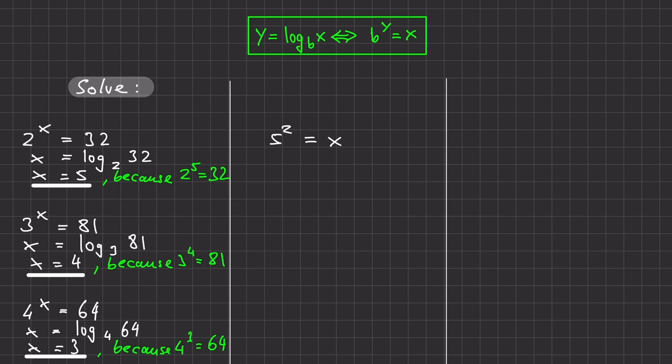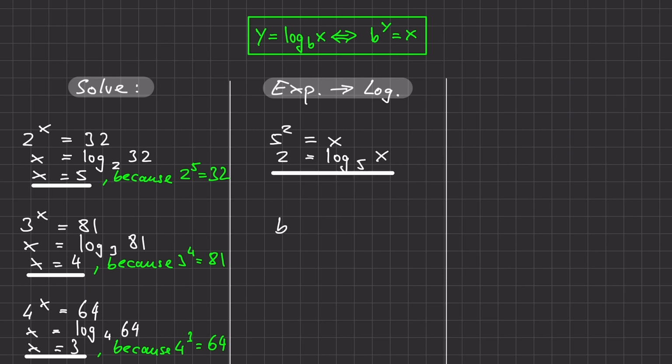What if we have 5 squared equals x? How can we convert this into the logarithmic form? We use the fact that y equals log base b of x is equivalent to b raised to the power of y equals x. So 5 squared equals x means 2 equals log base 5 of x.